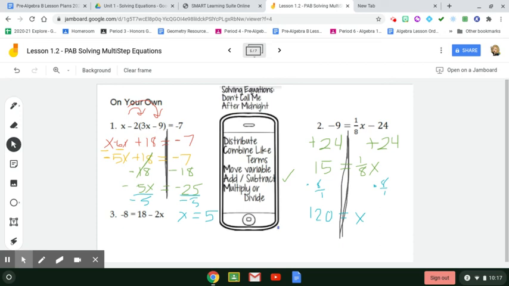So if you see any parentheses in the problem, distribute. Combine like terms is the C. So if you have x's that are on the same side or numbers that are on the same side, you can simplify them together before you start solving. We didn't get to anything with moving the variable around in today's lesson, so don't worry about that yet, okay? But we will eventually. Then you're going to move on to adding or subtracting, and then finally multiplying or dividing.